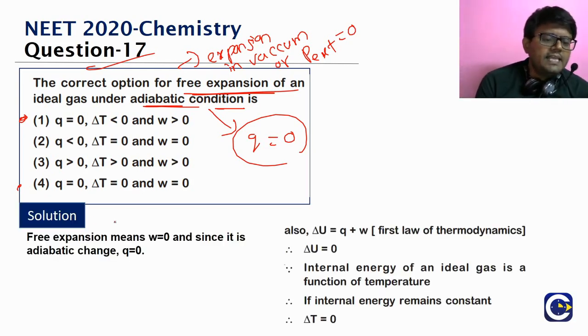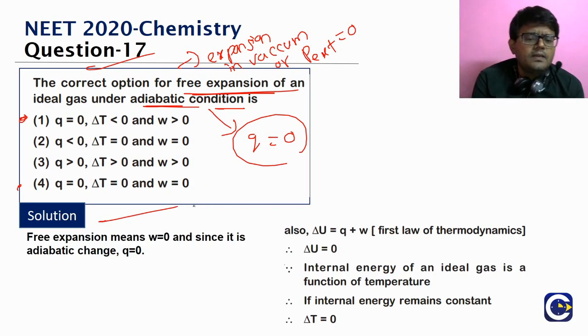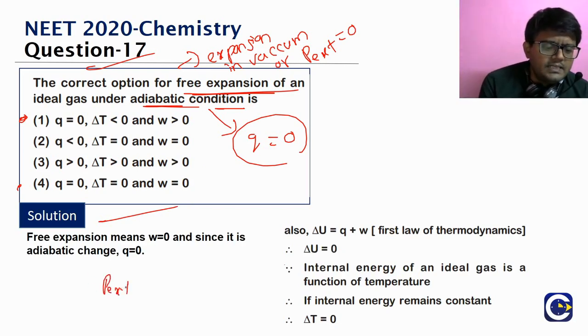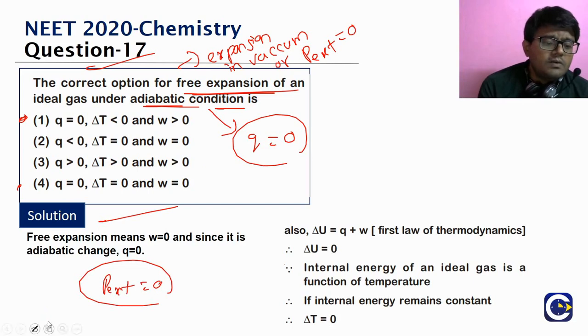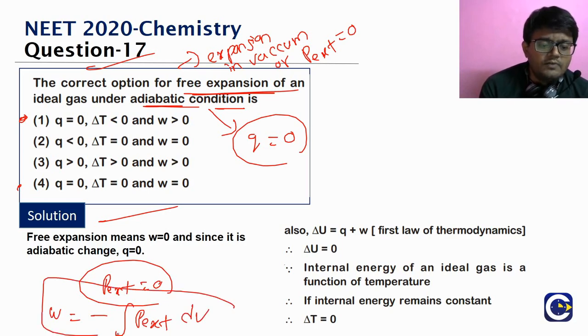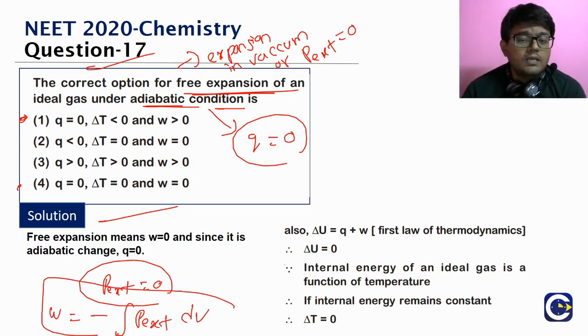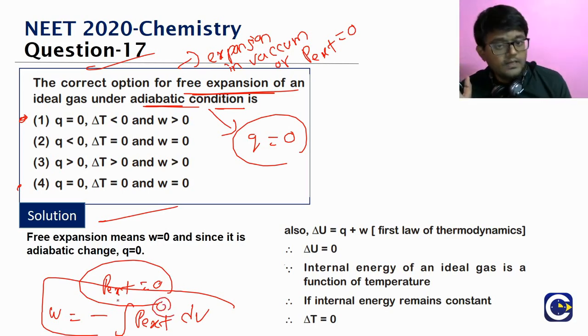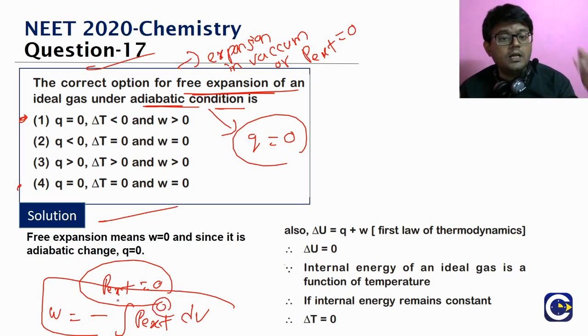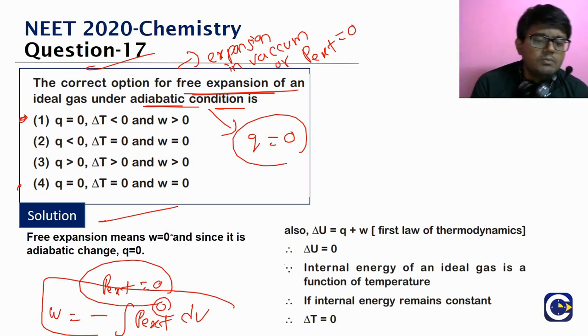So first, what they are saying, free expansion. Free expansion means when the external pressure is 0, what is the work? The work formula is W equals minus integral P external dV. This is the general formula for work, isn't it? P external is 0, which means work will be 0. In expansion in vacuum, or under free expansion, the work will always be 0. Okay, so W is 0 and adiabatic means Q is 0. What is the first law formula?